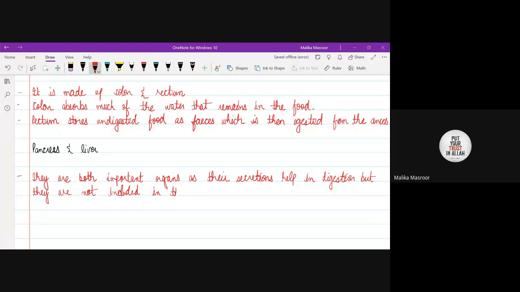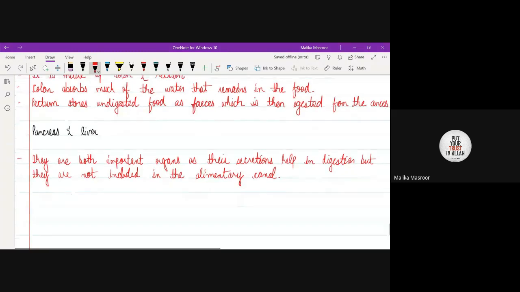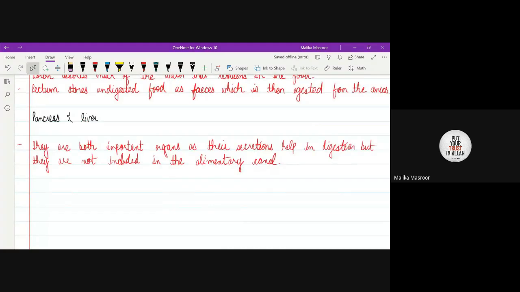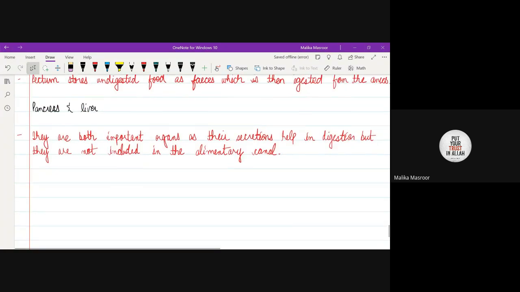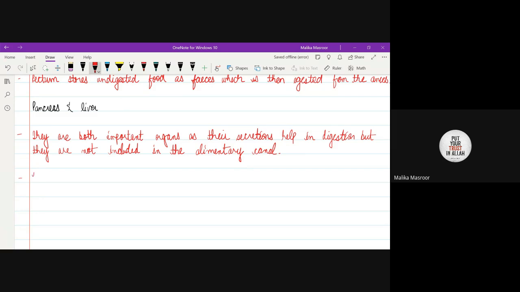Included in the alimentary canal. Okay, liver basically, in addition to pancreas, liver also secretes a fluid that helps with digestion, and that fluid is called bile. Liver secretes bile, and that is stored in the gallbladder.